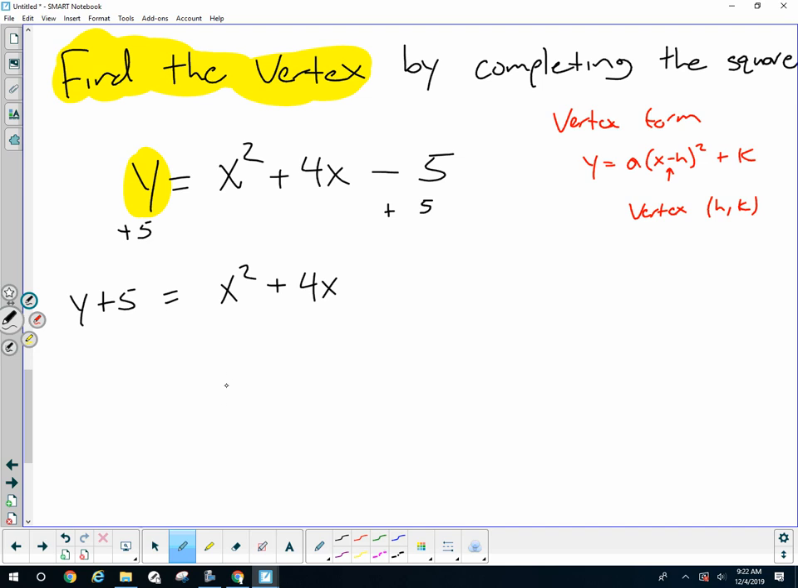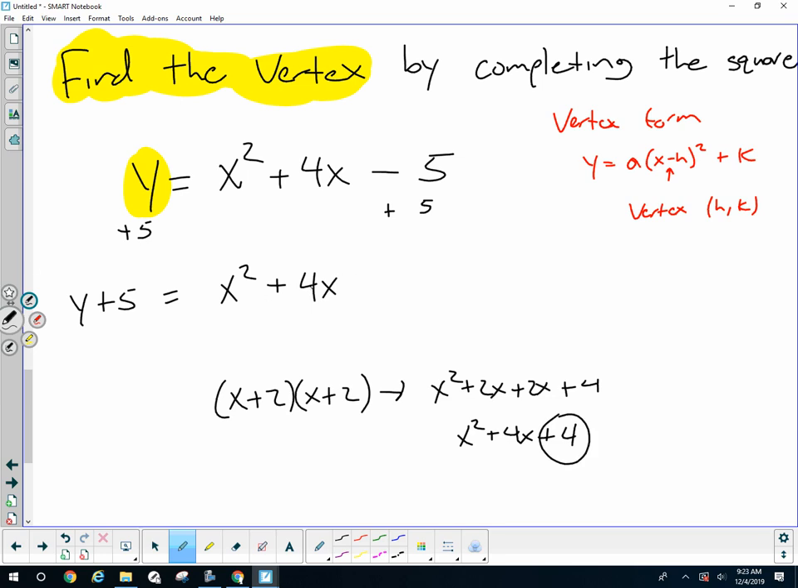Let's think about it. If I had x plus 2 times x plus 2, that would give me x squared plus 2x plus 2x plus 4. That's x squared plus 4x plus 4. Oh, I need a 4 to be added to both sides. Or I could have taken this b, divided it by 2, and squared it. It's a shortcut to get there, but you got to understand why we are taking that. It's just kind of thinking about the distribution of x plus 2.